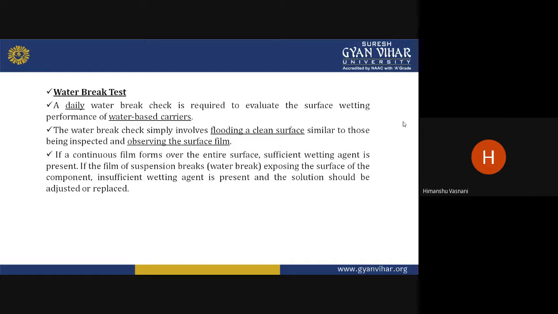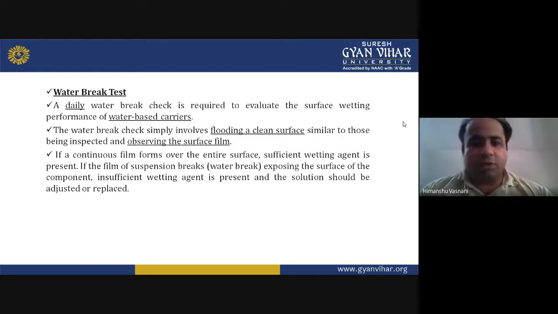Now, if a continuous film forms over the entire surface, sufficient wetting agent is present. If the film of this suspension breaks, that is water break, exposing the surface of the component, and insufficient wetting agent is present. And the solution should be adjusted or replaced.